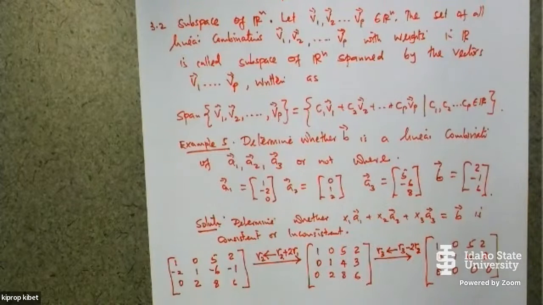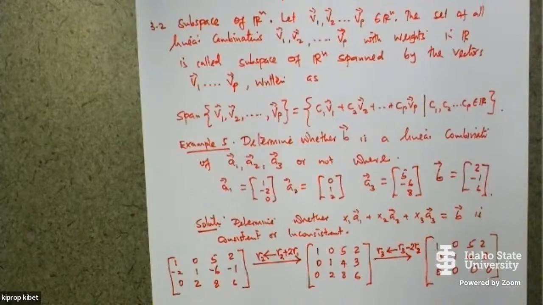So what do you see from here? Is the last row contradictory? Is it contradictory? It is not, right? Because we don't have anybody.